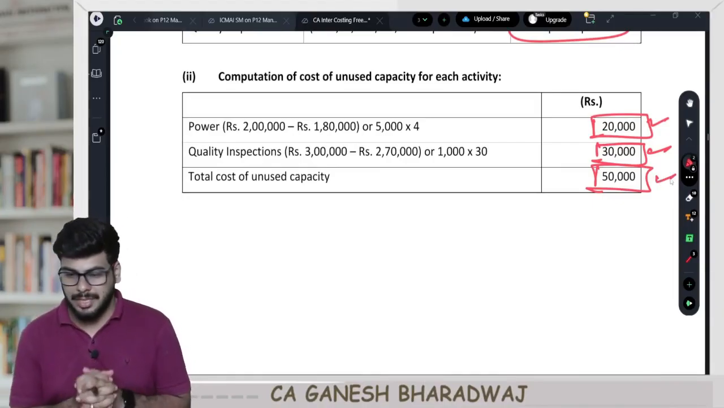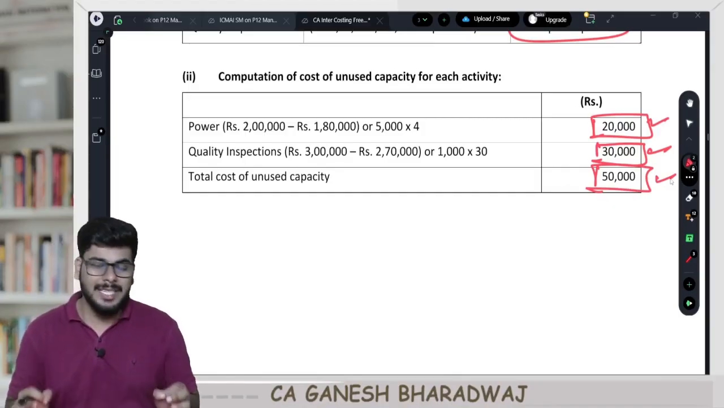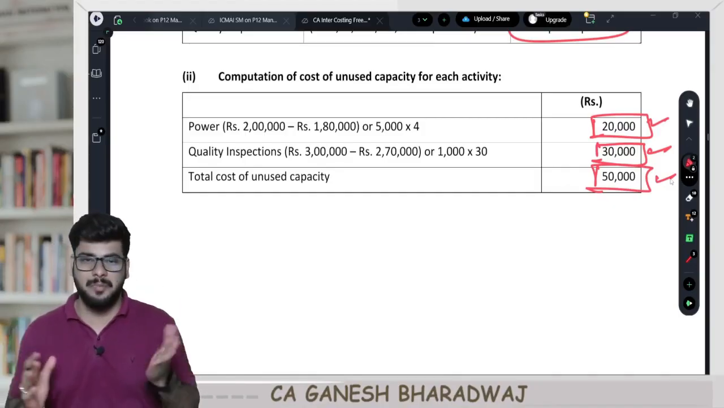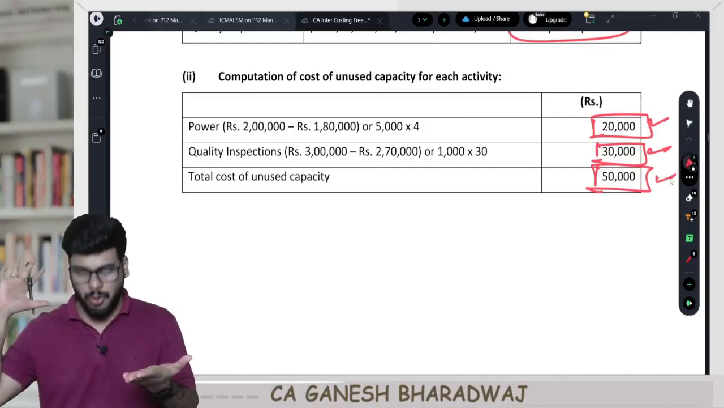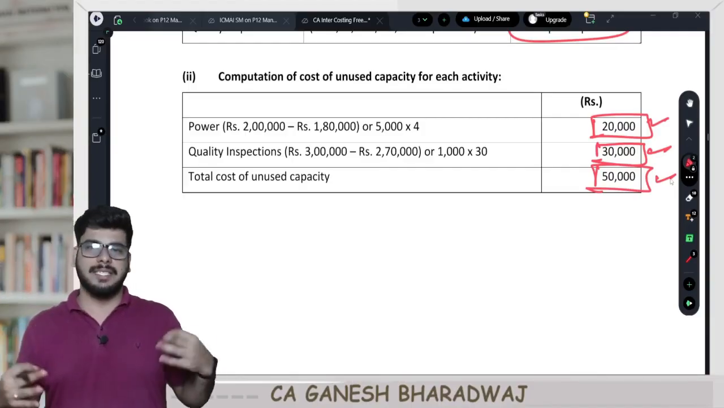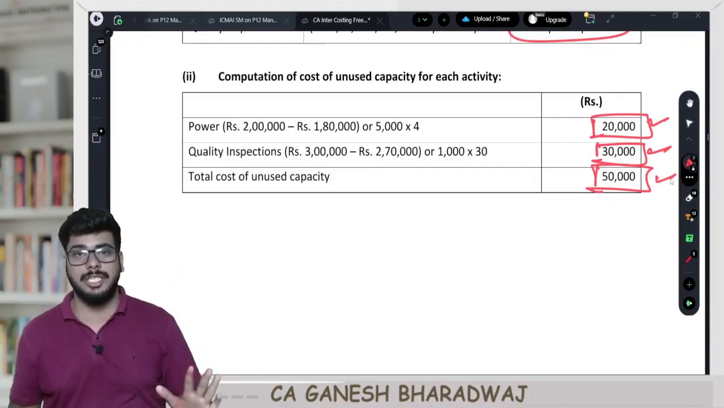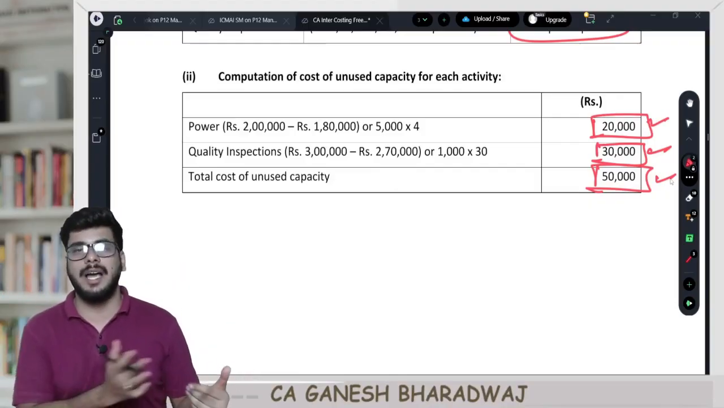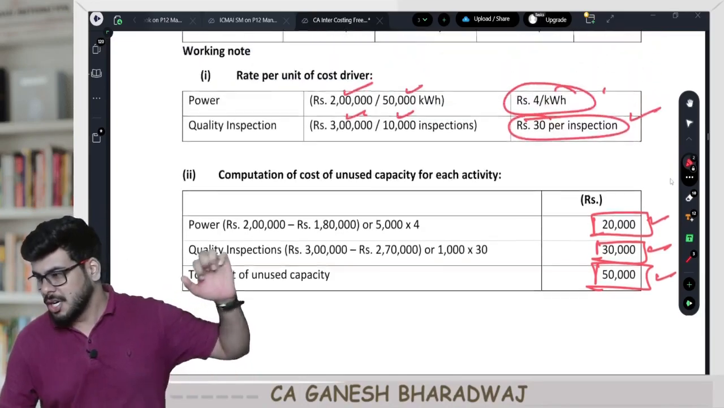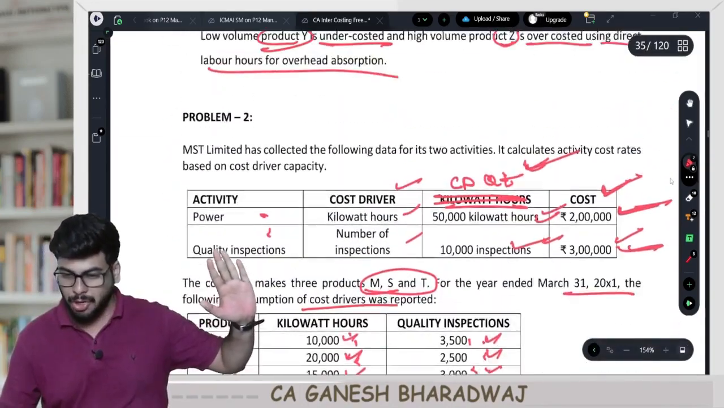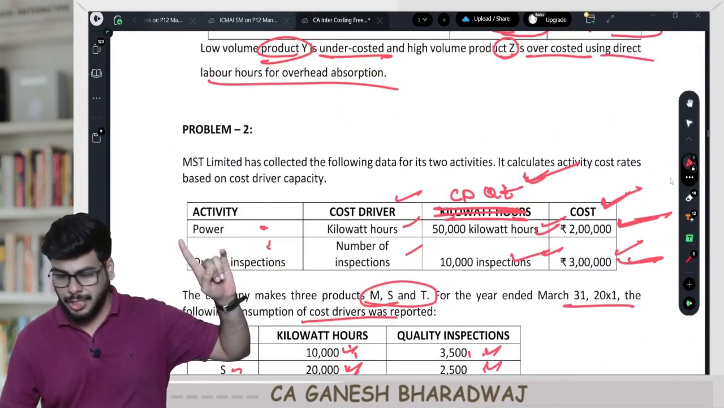Are you clear with this, guys? This chapter is, that's all. It's very simple. It's an extended arm of your overheads chapter. Do not see this as a separate chapter, that's what I would suggest. And this chapter is in fact much more logical and much more practical as compared to your overhead chapter. Clear with this, guys? Are you all able to follow this? Any issues here?